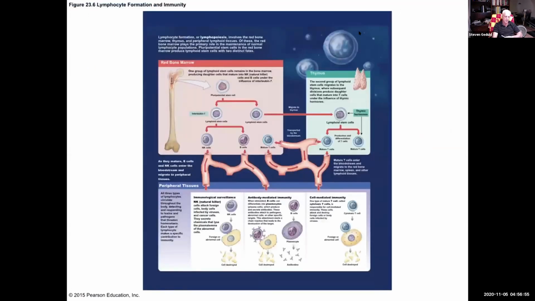All right, here's the same chart again we did with erythropoiesis. Again, the pluripotential stem cell can develop into your NK cells, your B cells, and your T cells, but the T cells go into the thymus, become immunocompetent, and then enter the blood.